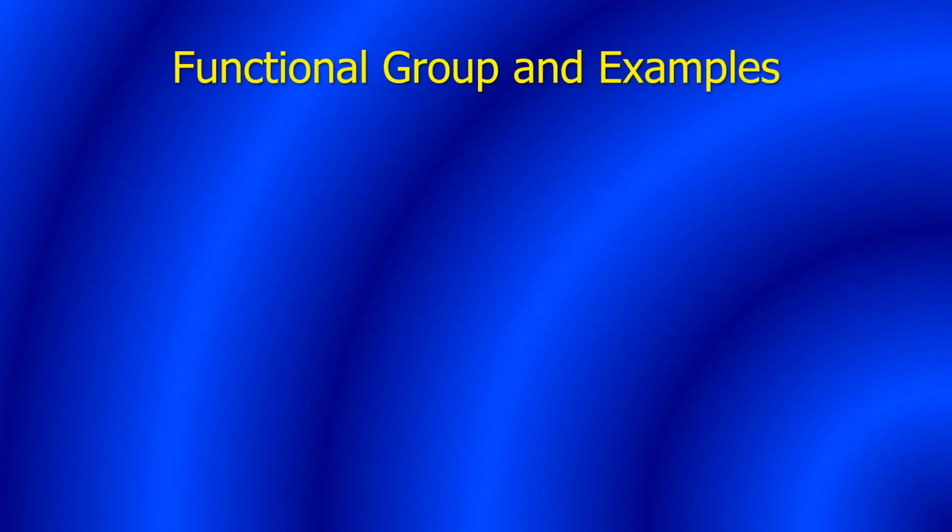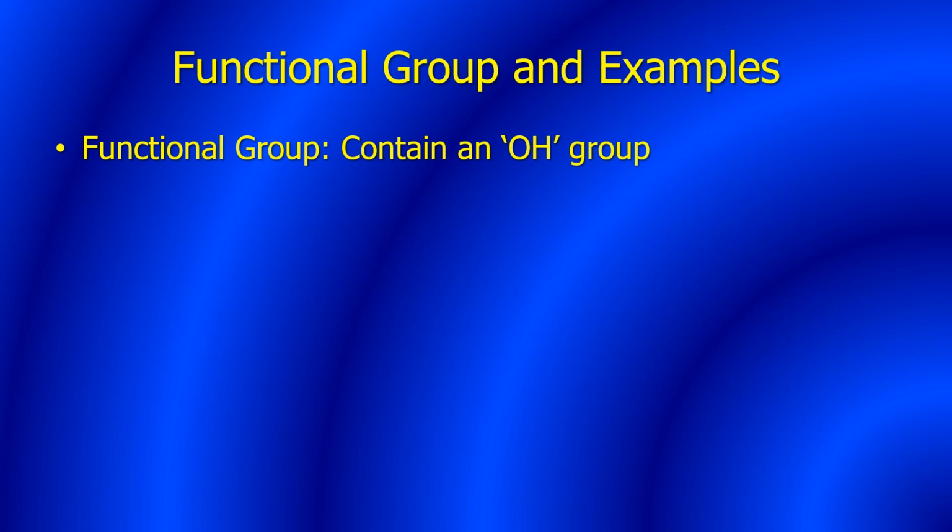Okay, so the functional group for the alcohol is the OH group. So any molecule which contains an OH group can belong to the alcohol homologous series. An example of an alcohol is this one. You can see here there are two carbons, so therefore the name would start with eth. It's an alcohol, and the suffix for the alcohol homologous series is ol, and the two carbons only have a single bond, so therefore it's saturated, so the name for this one would be ethanol.